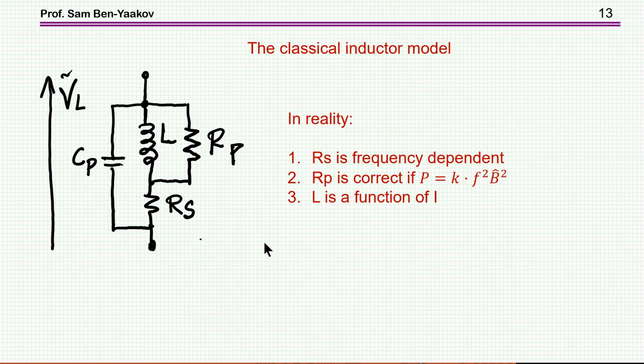And we understand now that in reality, Rs is a function of frequency because of the proximity and skin effect. Rp is constant only if you assume that the original Steinmetz equation holds, that is the power of 2. And L, in reality, is a function of the current because of the BH curve, and therefore it has to be changed as the DC current is changing. If you assume that all these are constant, then obviously this is not very accurate.